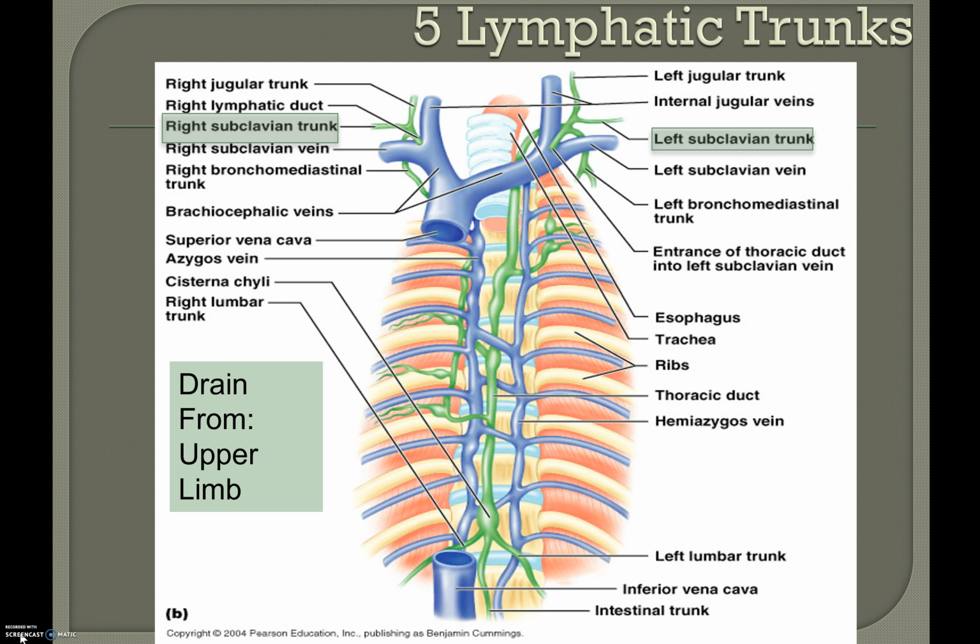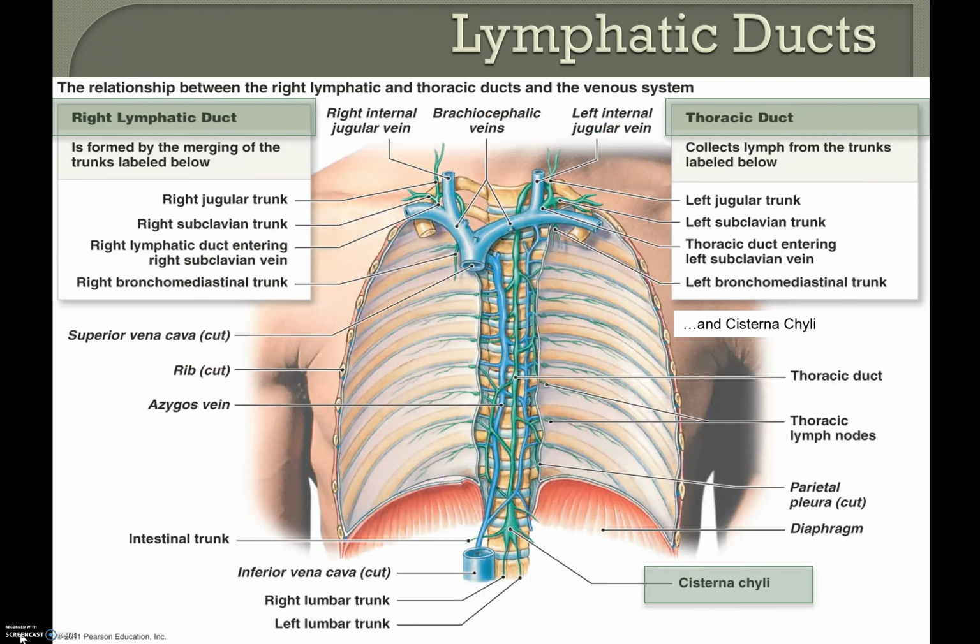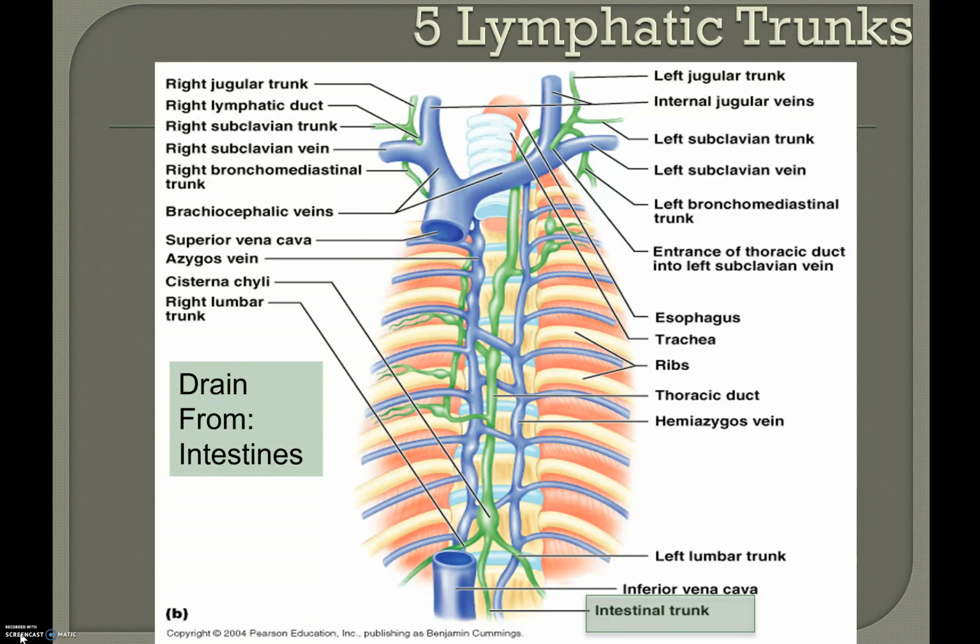The second one is called subclavian trunk that drains from the upper limb. We also have a bronchomediastinal trunk that drains lymph from the deeper thoracic areas. We have a lumbar trunk, left and right lumbar trunk, that drain from the lower limbs. And we also have intestinal trunk that drains lymph from the intestine.